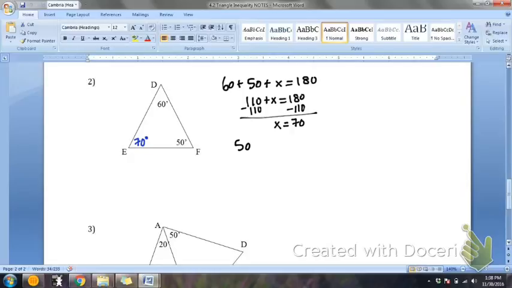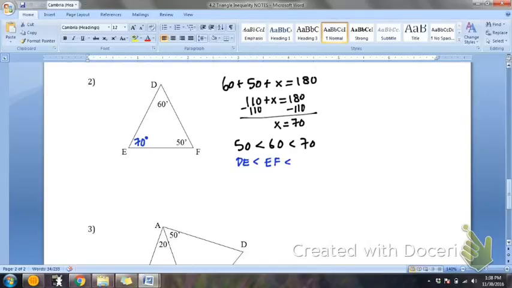So we have 50 less than 60 less than 70. Okay, Emily, what's across from 50? Which side is across from 50? DE. Josh, what's across from 60? EF. Brianna, what's across from 70?